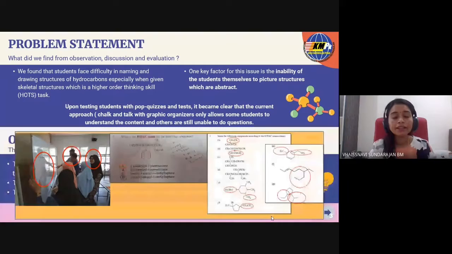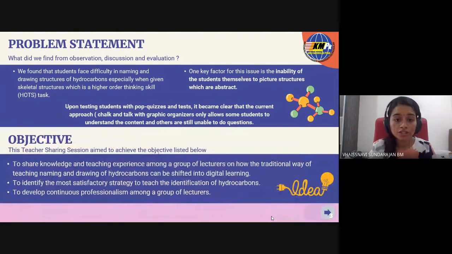With that came the objective of our teacher sharing session, which was to share knowledge and teaching experience among a group of lecturers on how traditional teaching and naming of hydrocarbons can be shifted to digital learning. Second, we also want to identify the most satisfactory strategy to teach the identification of hydrocarbons, as well as to develop continuous professionalism among the group of lecturers.